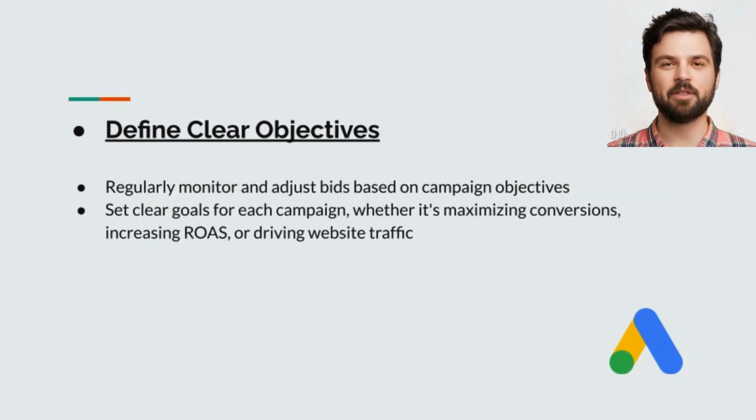Define clear objectives. Last but not least, define clear objectives for your campaigns. Regularly monitor and adjust bids based on these objectives. Whether you're aiming to maximize conversions, increase your return on ad spend, or drive website traffic, having well-defined goals allows you to make data-driven decisions and optimize your campaigns accordingly.